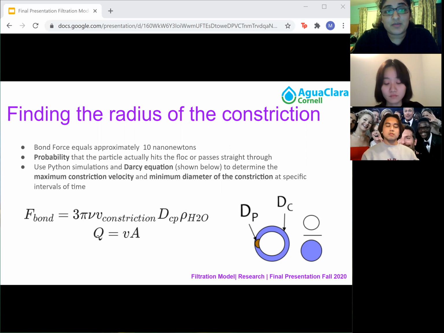Using Python and the parameters with estimated values, we can get the maximum constriction velocity and use the Darcy equation to determine the radius as a function of time. We can do this by using 20-second intervals and getting the radius at that point, and then decrease the time intervals to eventually get a better representation of the radius decreasing as a function of time.